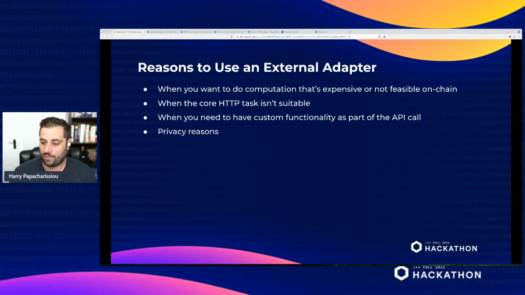Or for example, you might want to use an external adapter for privacy reasons. So for example, you might have an API key that unlocks a vehicle or something, and you don't want to have that in a request on chain going off to a Chainlink node. So you might want to store sensitive things like that on the Chainlink Oracle side in environment files or environment variables, etc. That's another reason why you may want to use an external adapter.